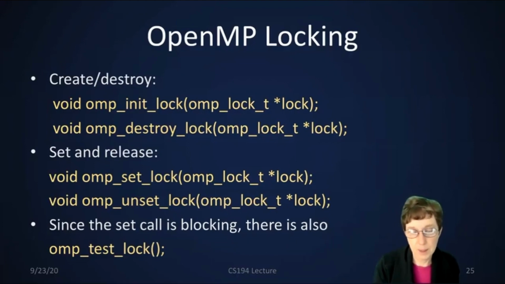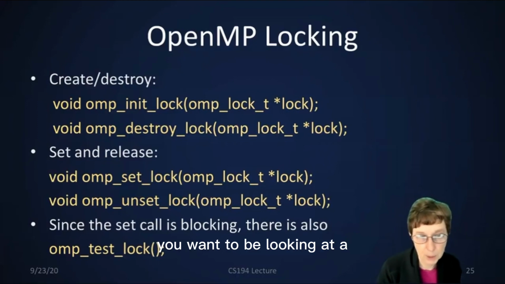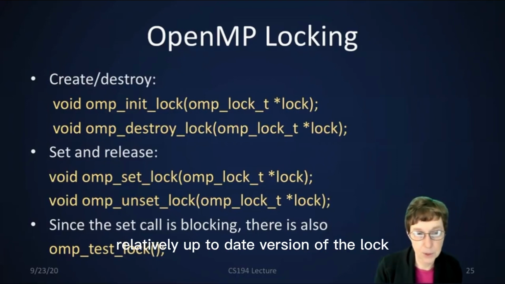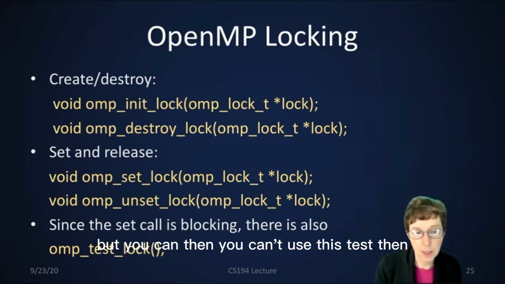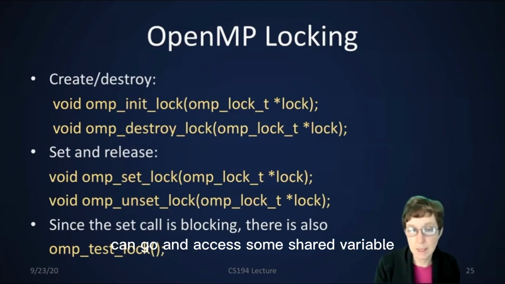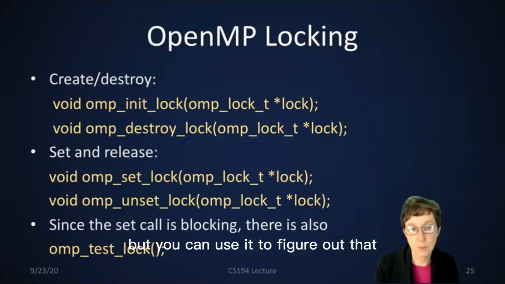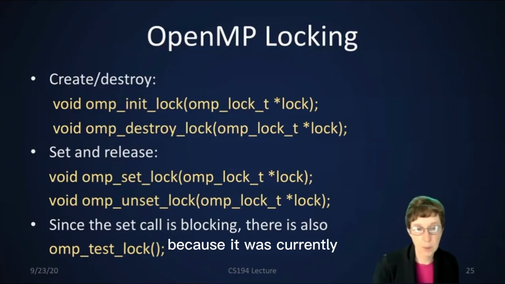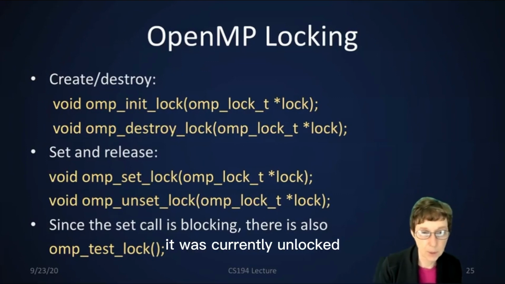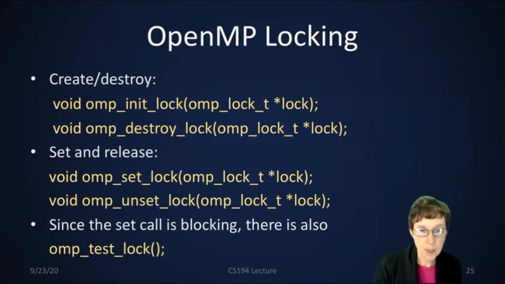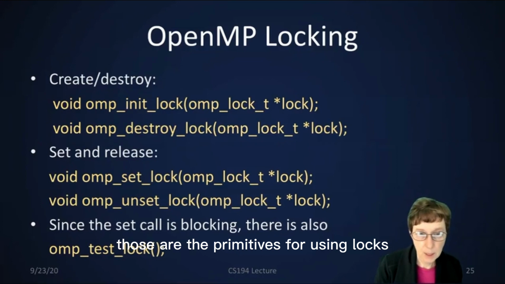The hardware has to be a little bit careful about that. You want to be looking at a relatively up-to-date version of the lock. But you can't use this test to then figure out that you can go and access some shared variable. You can use it to figure out that maybe it's now a good time to go ahead and lock the variable, because it was currently unlocked. So those are the primitives for using locks.